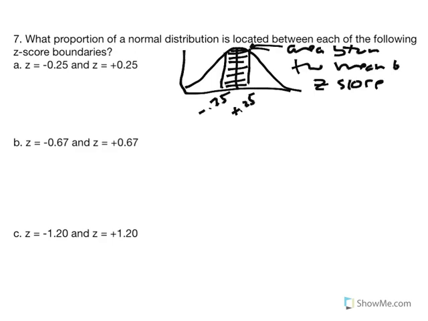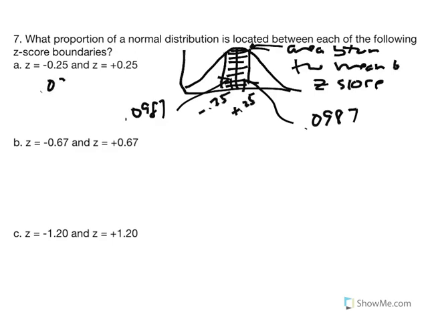Okay, so again, what we found in our unit normal table is the area that's represented here, which was 0.0987. Recognizing that this is the distance from the mean to a negative 0.25, this area would be the same, 0.0987. So if we're interested in the area between negative 0.25 and positive 0.25, we're going to add those two proportions together or multiply by 2.